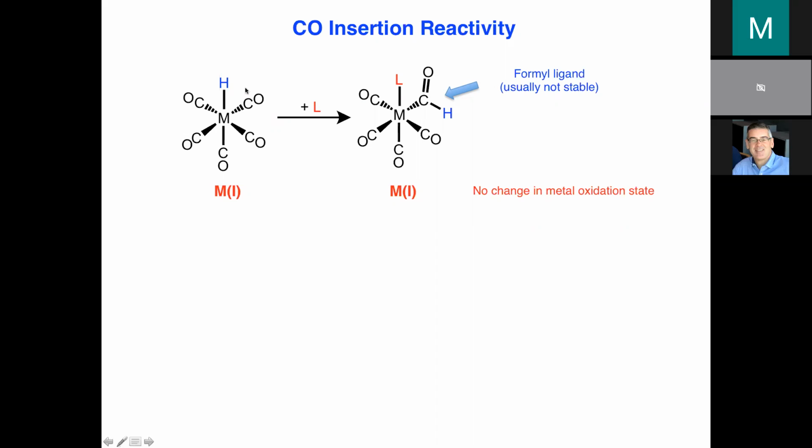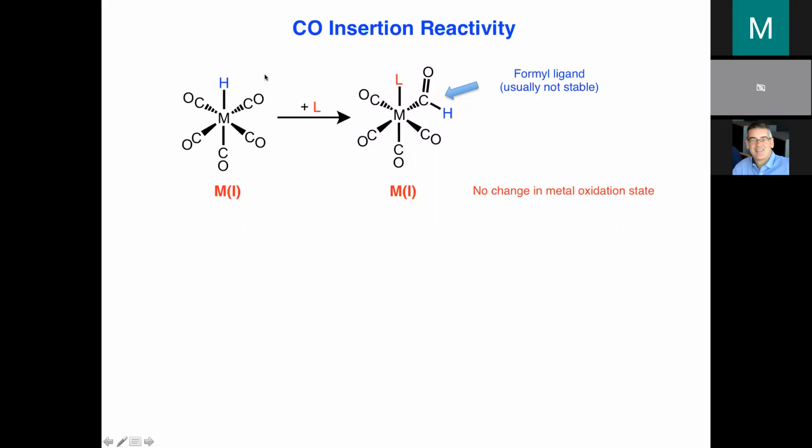In order for this insertion process to occur, the ligand that's inserting into carbonyl is going to need to be cis to carbonyl. So the hydride ligand, in this case, would not be able to insert into the trans carbonyl ligand. It's going to need to be close to the carbonyl that it's going to insert into.